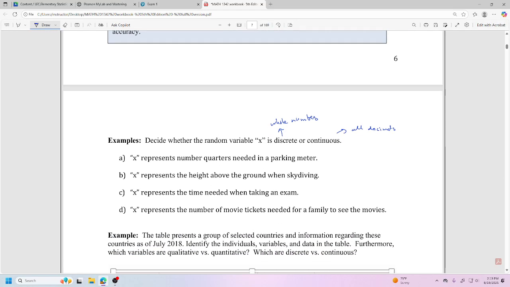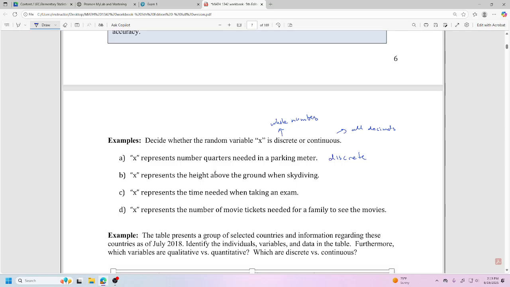So, number of quarters that you put in a parking meter. What do you got? Yeah, discrete, whole numbers, right? You either put 2 quarters in, 3 quarters in. Can you put a half a quarter in? Can you like shave off part of a quarter and shove that metal in there? It's probably not good for it.